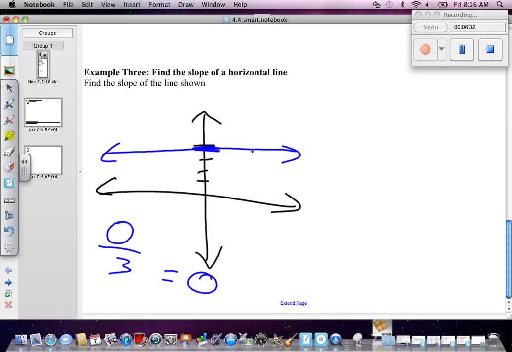Think about it. Slope is like walking up a hill. Are we going up or down at all? We're walking on this hill. Are we going up or down at all? No, so we're going 0. So our slope is 0.